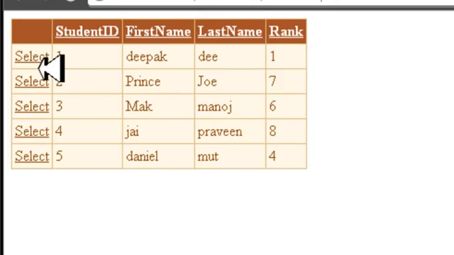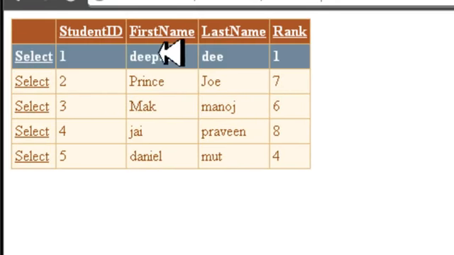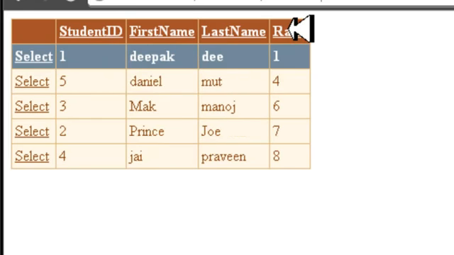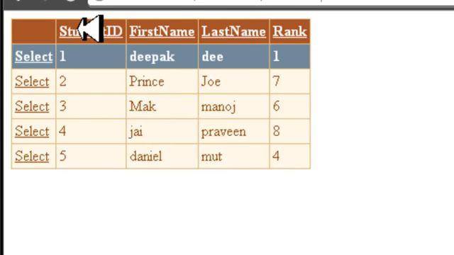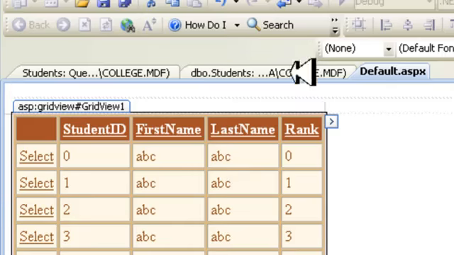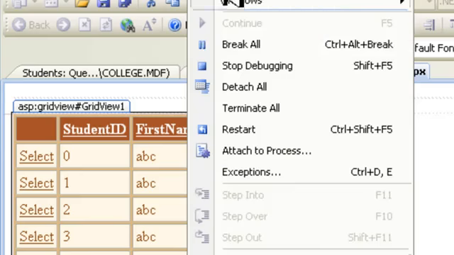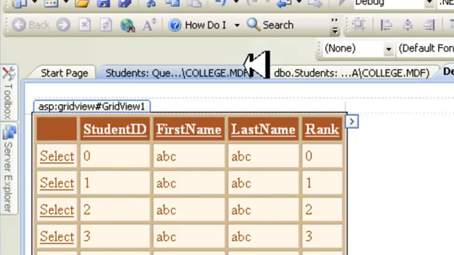See here, the select option is there where you can select any particular row, and we enabled sorting. So when you click on rank, it will automatically sort people inside this table according to their rank in ascending order. For last name, it will arrange people in alphabetical order. First name the same way, and student ID according to the student ID in ascending order. So that's it. In grid view we have nothing more to do.